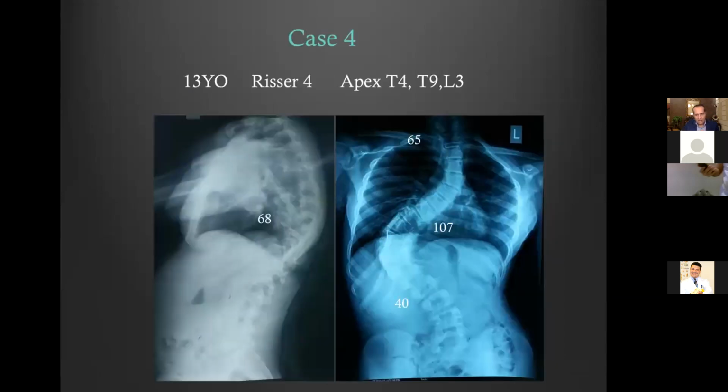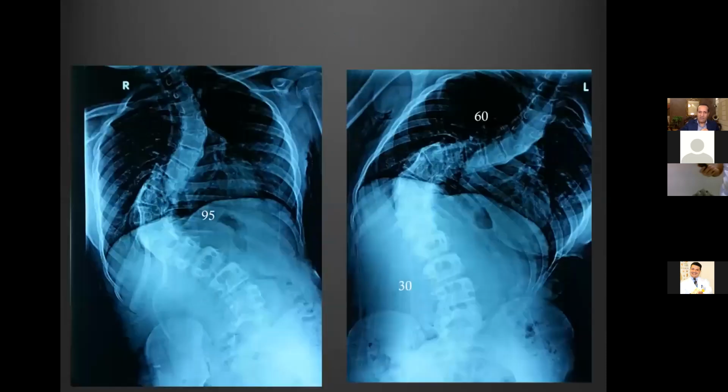Another case is one of the severe cases, 107 degrees. If you see, we have an apex at T4, also an apex at T9 and an apex at L3, which is a triple major, a case in the Lenke classification of type 4. The patient is mature and 13 years old. In these cases, when we have 107, as you see, it's a completely inflexible curve except in the lumbar area, and it's a type 3B plus.